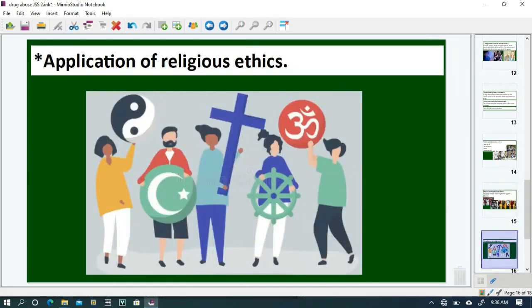2. Application of religious ethics. We have different religious organizations in the world, and some of these organizations always preach against the use of drugs not prescribed by a medical doctor. I believe if the campaign should continue and encourage youth to stay away from drugs because of the harmful effects of the drugs based on religious ethics, this can go a long way in reducing the danger of drug abuse.